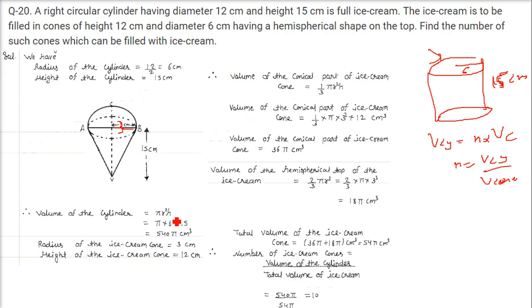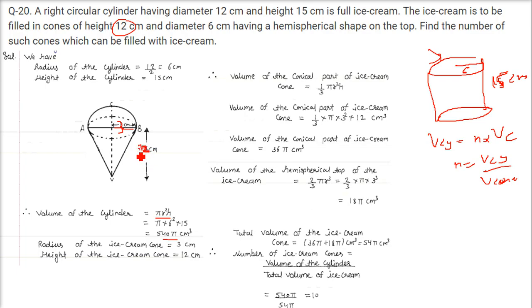So we can easily find out the volume of the cylinder, pi r square h. Pi into 6 square into h, which is 15. Coming to this one, the radius of the ice cream is 3. The height of the cone is 12.